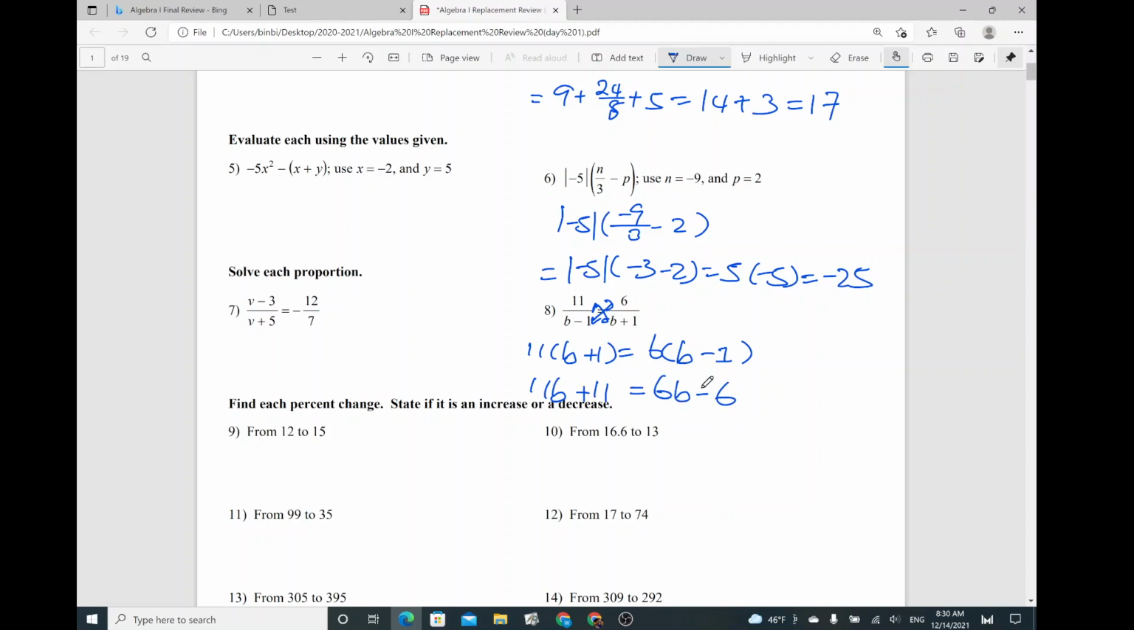And then collect the like terms. So subtract 6b on both sides, and we get 5b. Then subtract 11 on both sides, so we have negative 17. That means b equals negative 17 over 5.